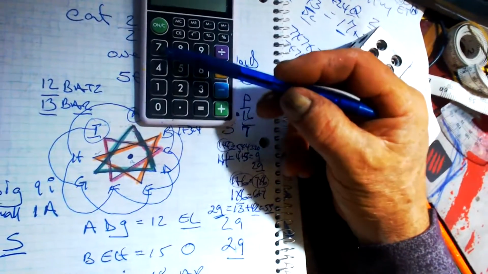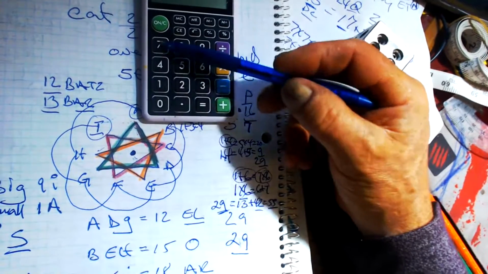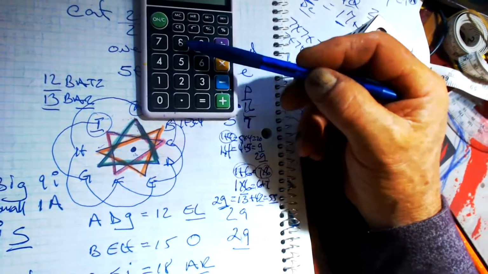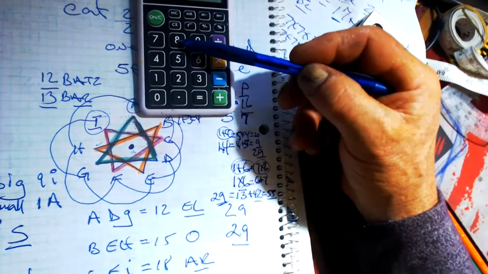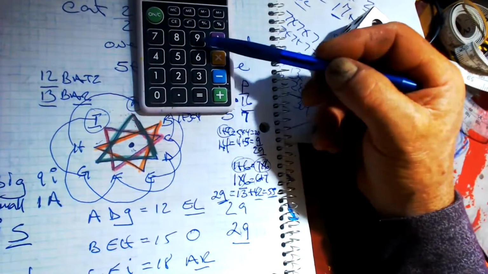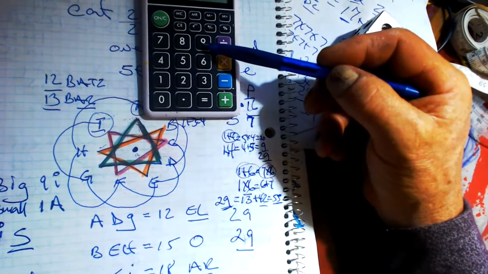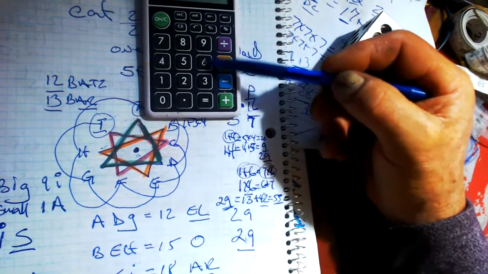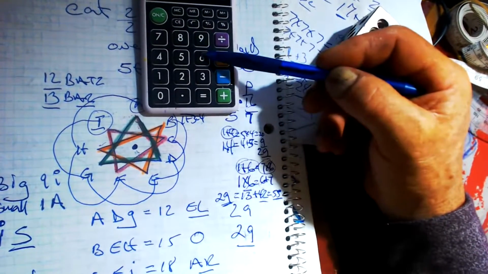And this entire calculator: 1 plus 4 plus 7 is 12. 1 and 2 is 3. 2 plus 5 is 7, plus 8 is 15. 1 and 5 is 6. 3 plus 6 is 9, and 9 is 18. 1 plus 8 equals 9. So it's all 369.